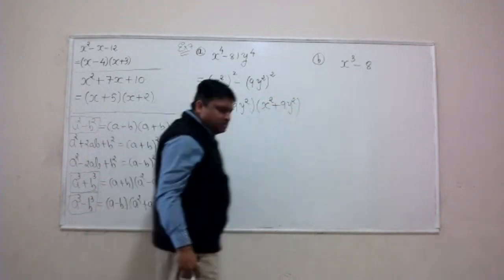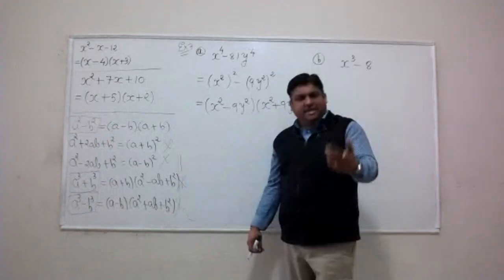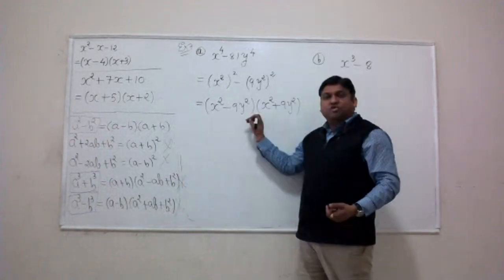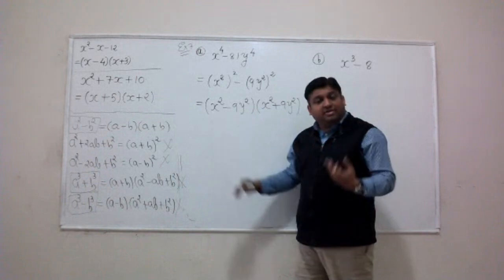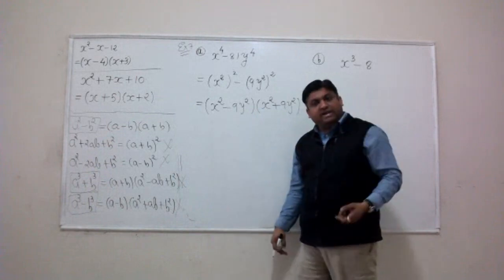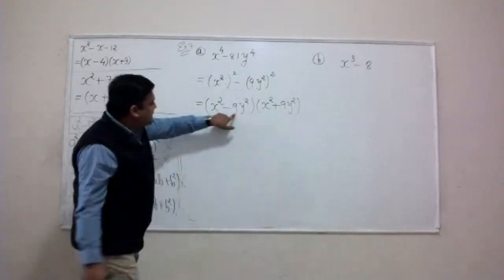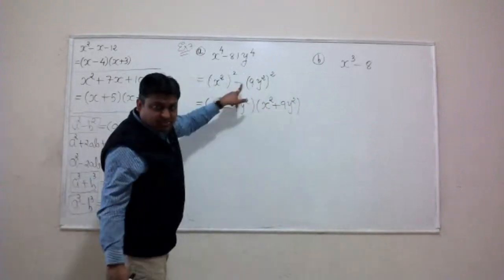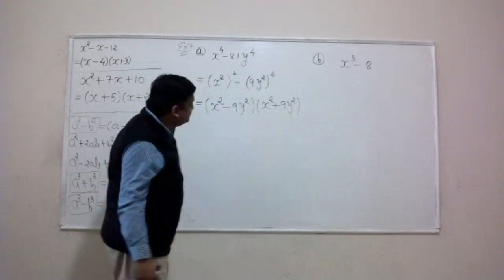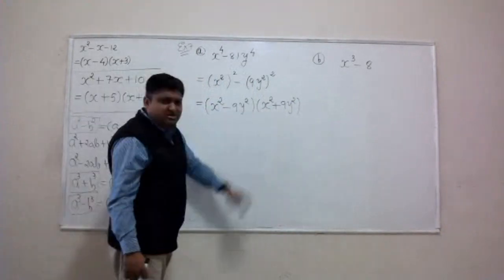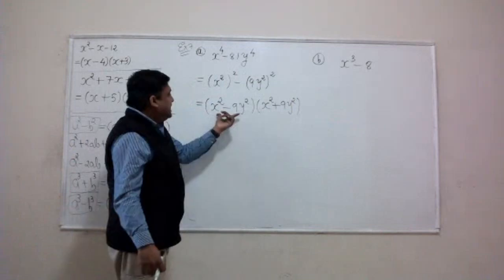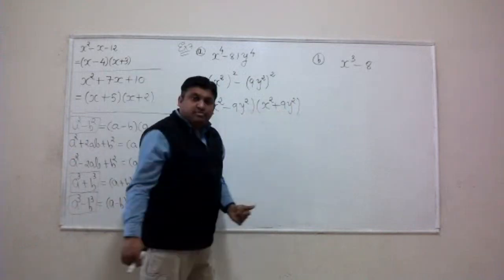It's a good habit to speak the formula while you are solving the example. This will make the idea very clear in your mind. Okay, so a minus b, a plus b. So first factor minus second factor, first factor plus second factor. This is the factorization I got. I see the squares in both of them.